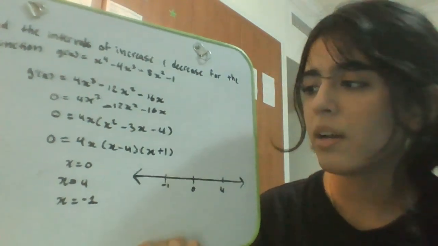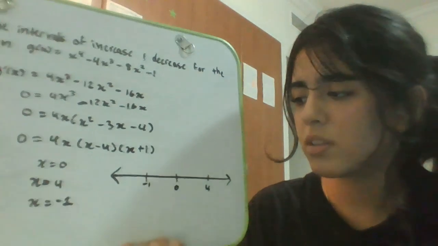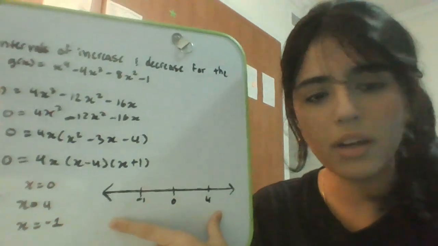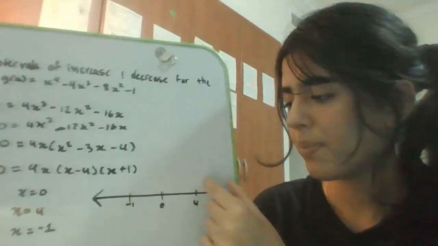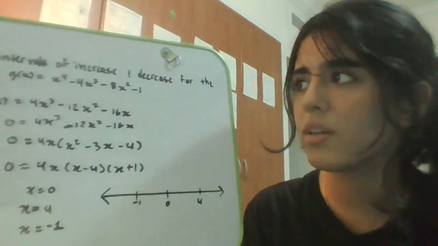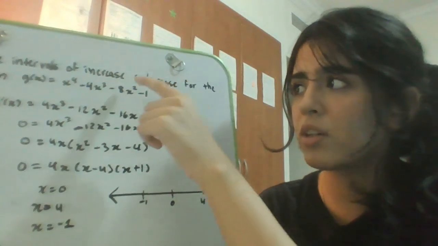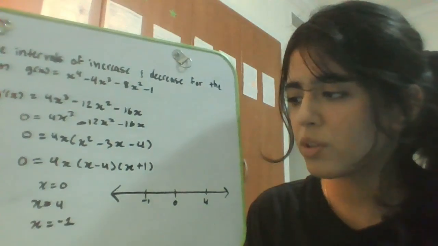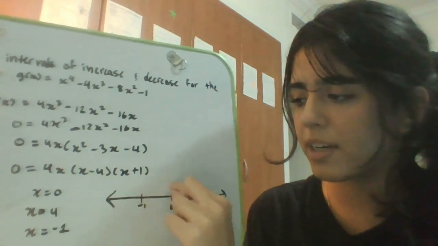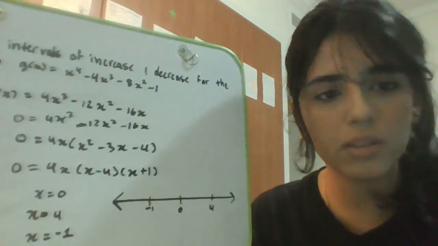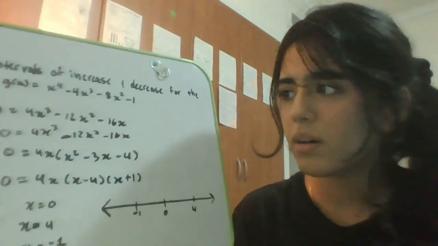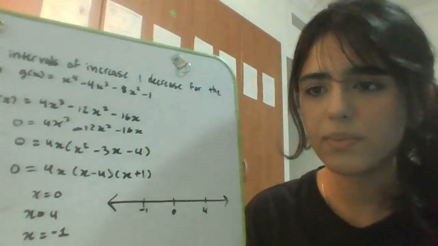Okay, now that we found all 3 critical numbers, you're going to put this on the number line and check the intervals. This is what's going to solve the question. It's asking for the intervals of increase and decrease. So what you want to do is find if this is positive or negative for each interval, and that way the question will be solved. I'm going to write down a trick for the next.